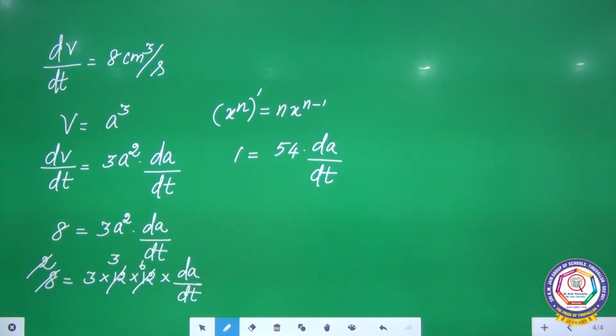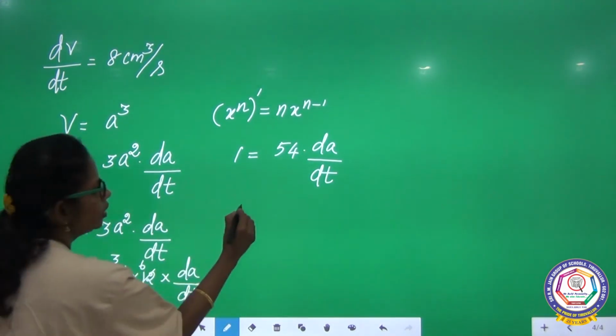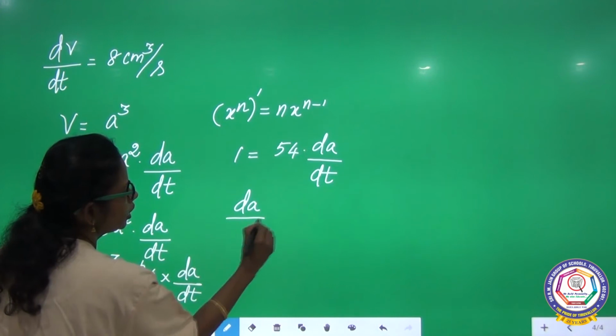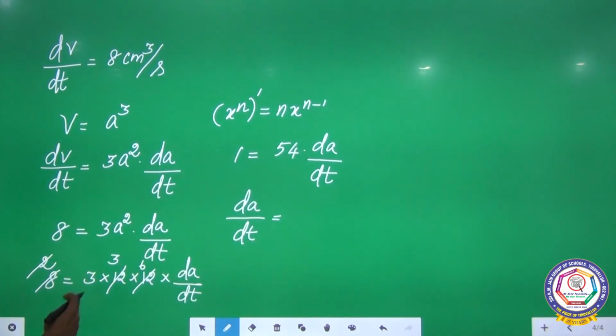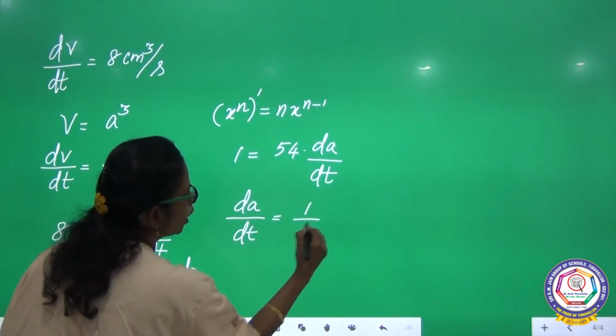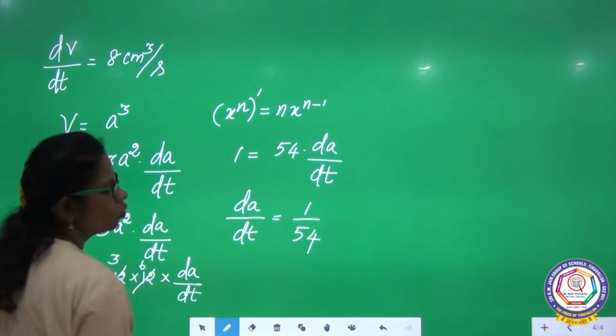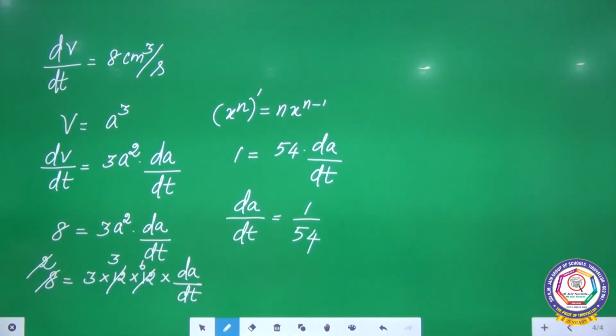But I want only dA by dt. dA by dt equal to, when you shift 54 to this side, it will act as a reciprocal: 1 by 54. Still I haven't arrived at the solution. How fast is the surface area increasing? I want to find dS by dt, right?